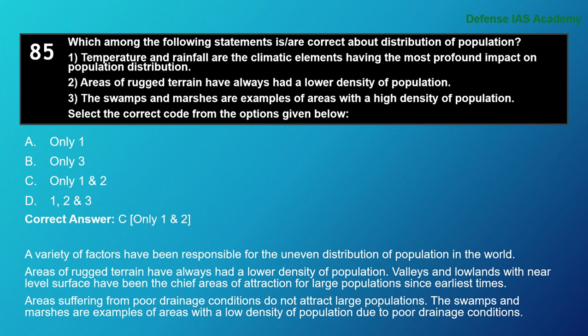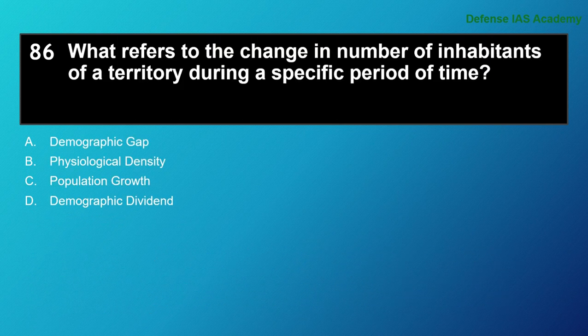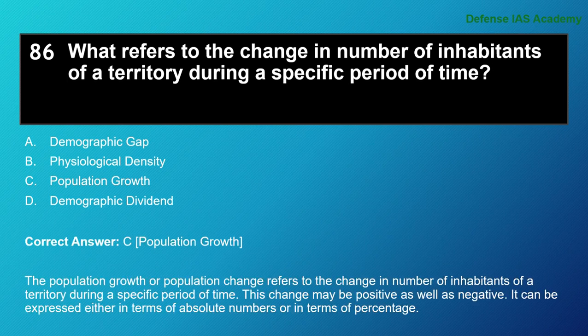So most of the population is concentrated near the valley and the lowland areas where you can have a better standard of living or better lives. The rugged terrains and the marshy areas or the swamps don't attract much population.